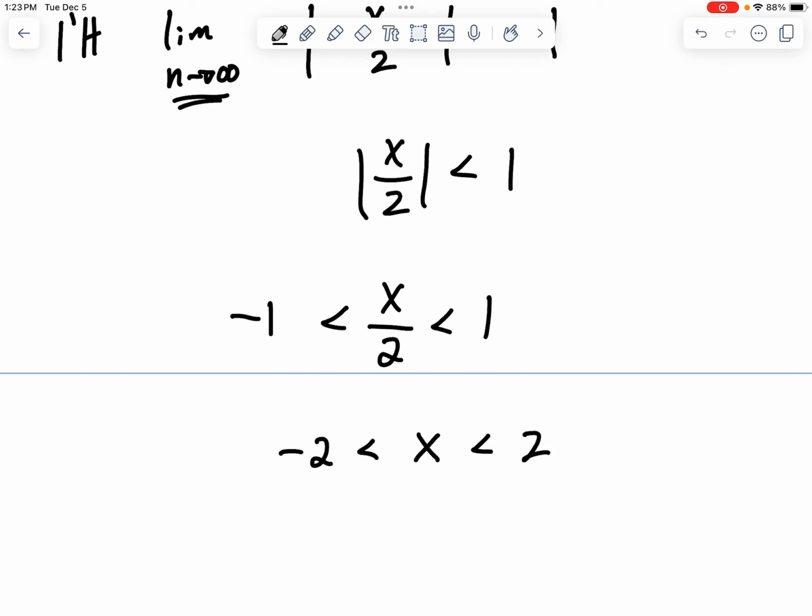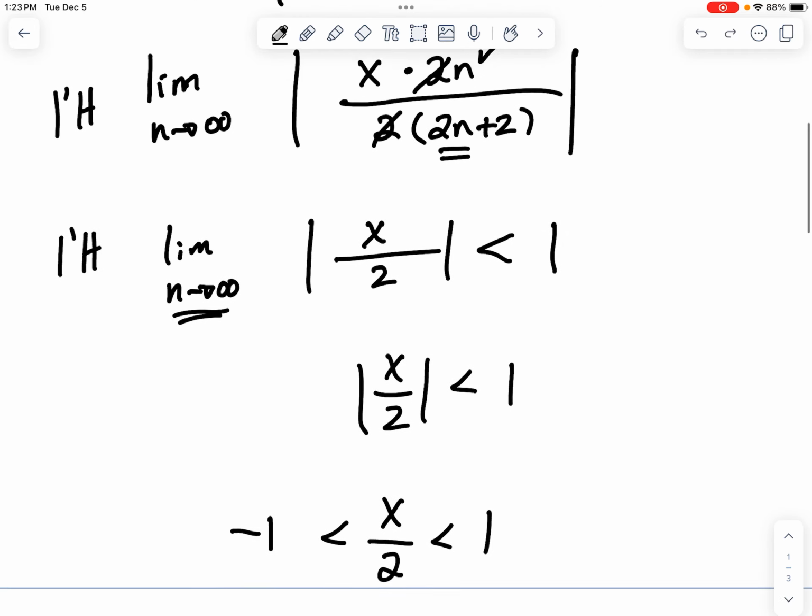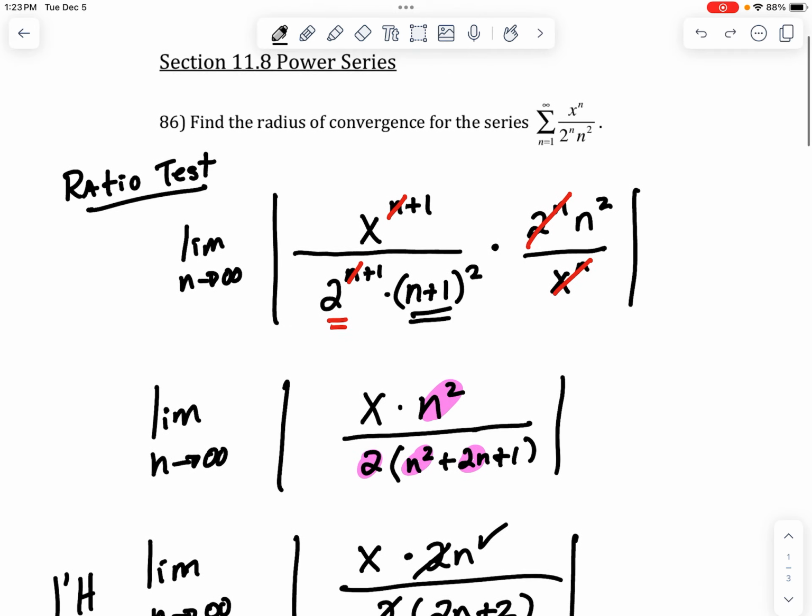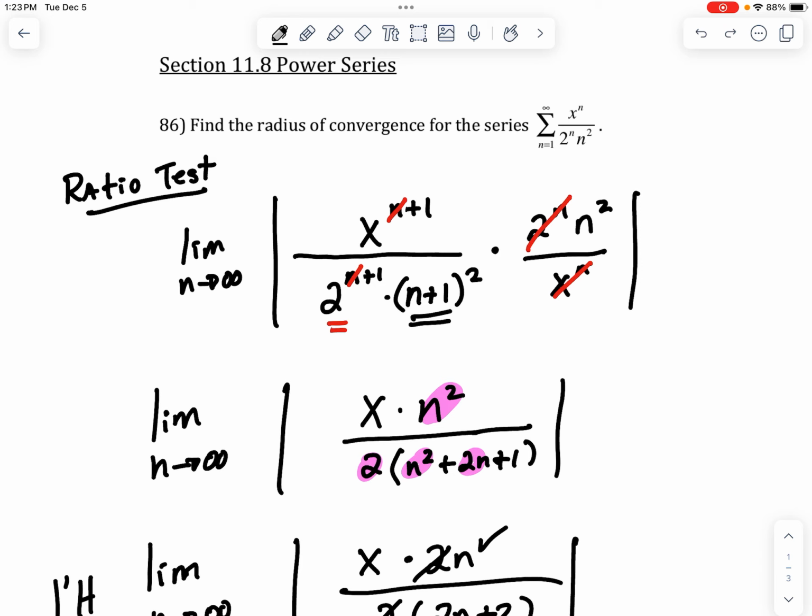Now, there's one other technicality, and that is, are either of these allowed to have an equals? So let's see. Also in the directions, oh, okay. So it said find the radius of convergence. So what I just said, you can ignore that. That would be if this said interval.